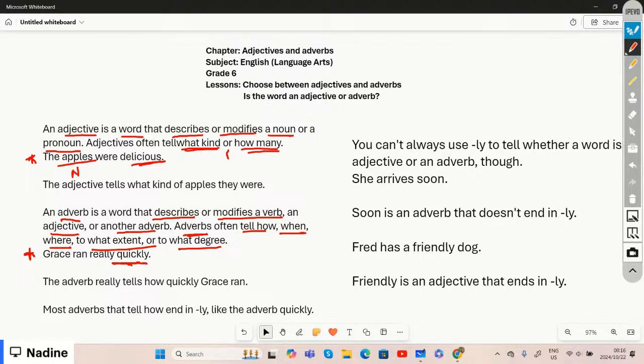All right. So we said that Grace ran quickly. We said ran is our main verb because it tells us the action that Grace did. But now we need to say how Grace did something.